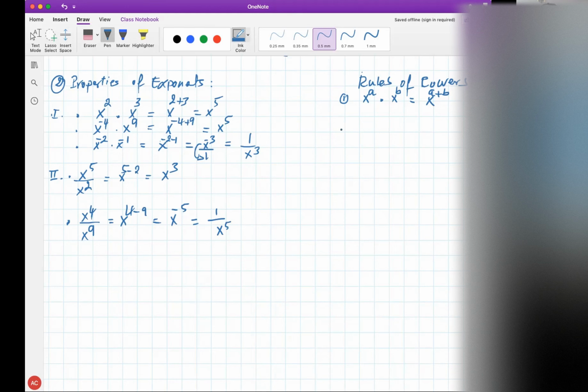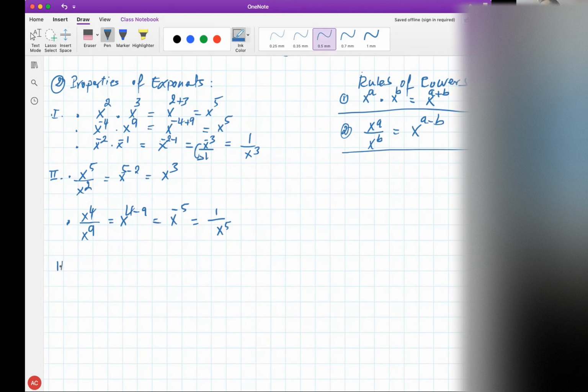Okay, so this is the second rule. In general, x to any power a over the same base to some other power b, what is this equal to? x to the power a minus b. Exactly, a minus b. Whatever a and b might be, positive, negative, whatever it is, again, subtract. Okay, that's the second rule.